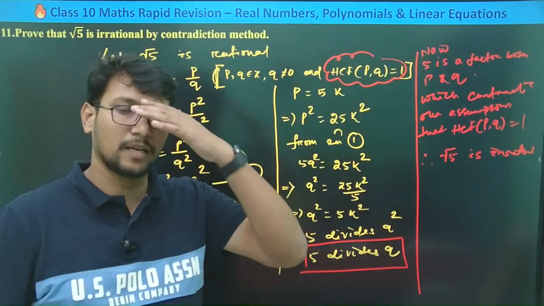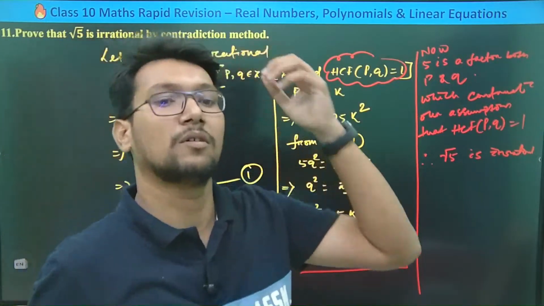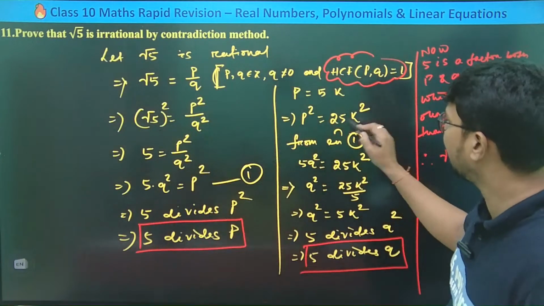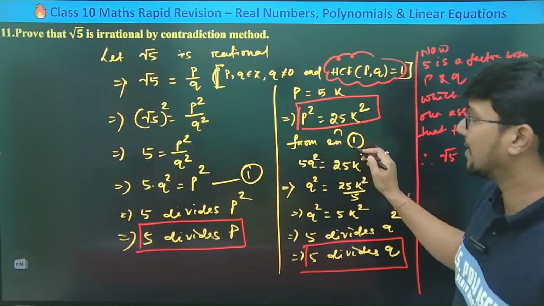Clear? Solve it. You can take m and n also instead of p and q. Note it down quickly. There is only one equation: putting the value of p square in equation 1. That's why we have written from equation 1.